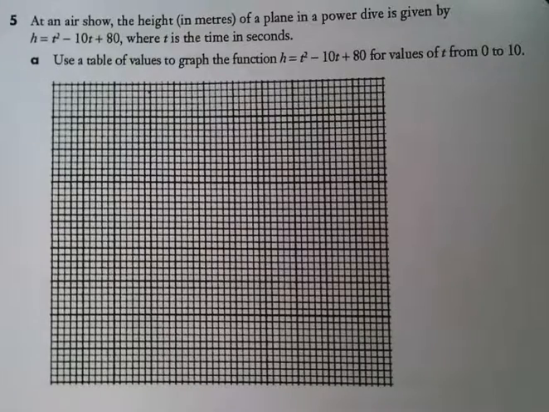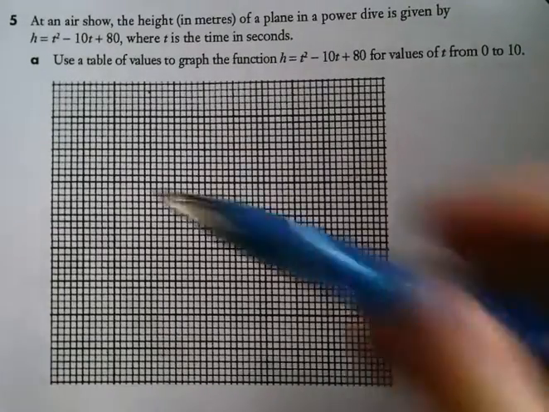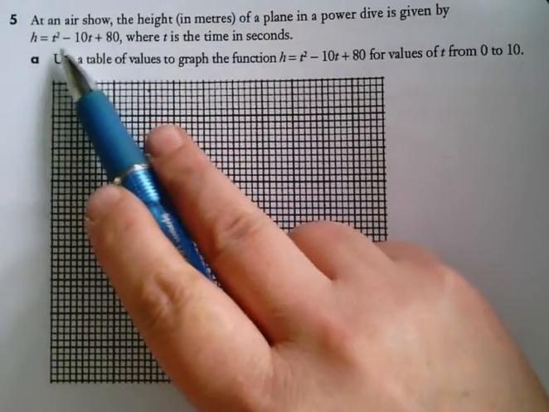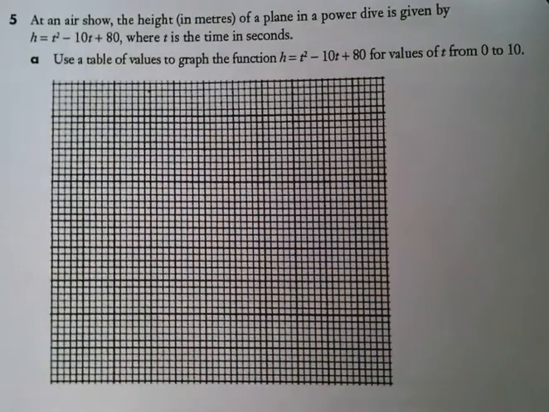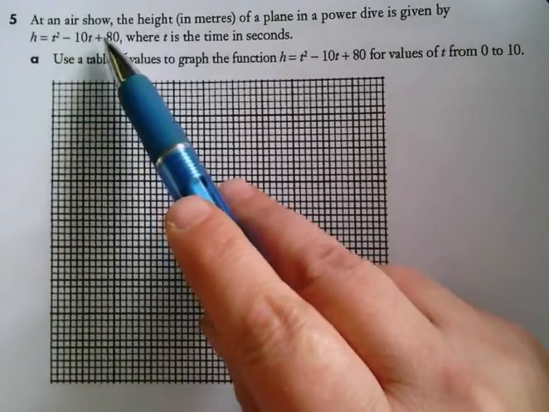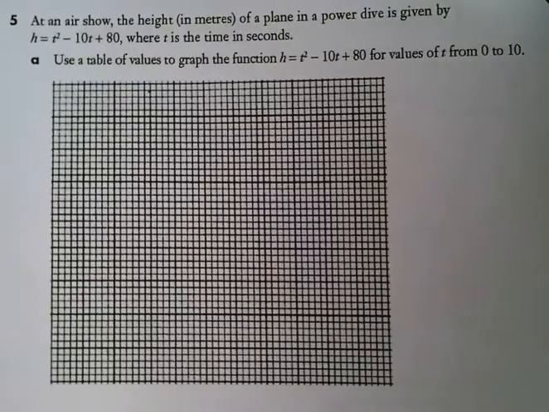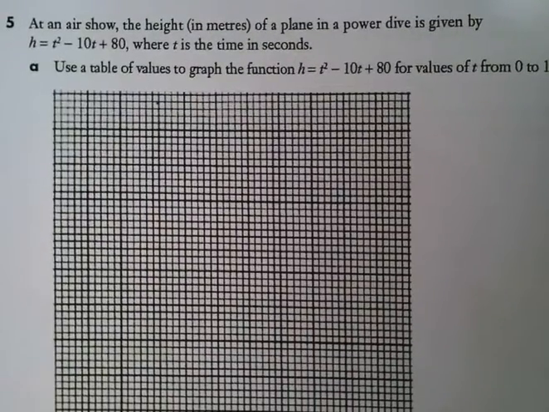Here we show the height in meters of a plane in a power dive. All right, the plane goes down and up. So the plane's going to go down and up, okay? It is given by this parabola, by this function: h equals t squared minus 10t plus 80. Now, girls, this is not a straight line. I know you can see the 10t plus 80, but the t squared makes it a parabola or a quadratic function. When the highest power of your function is squared, you've got a parabola.